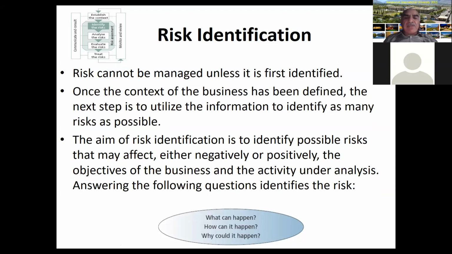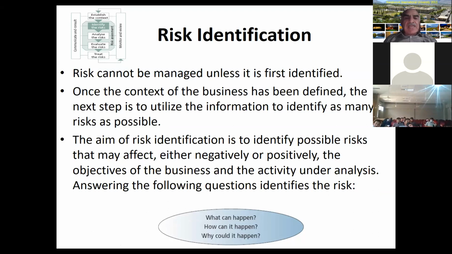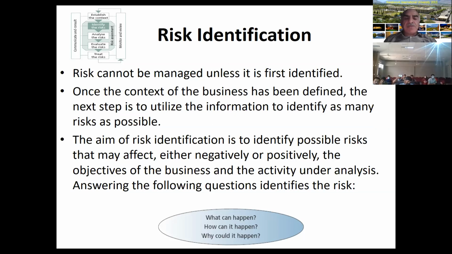Once the context of the business has been defined, the next step is to utilize the information to identify as many risks as possible. The aim of risk identification is to identify possible risks that may affect, either negatively or positively, the objectives of the business and the activity under analysis. Answering the following question identifies the risk. For example, what can happen in the project?